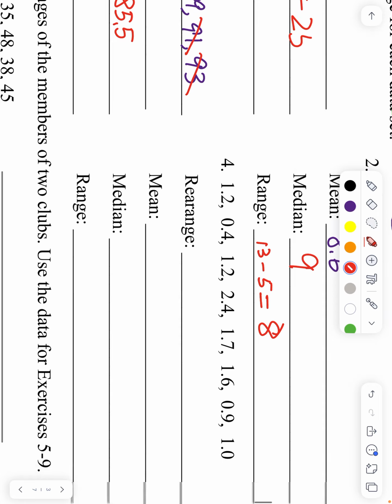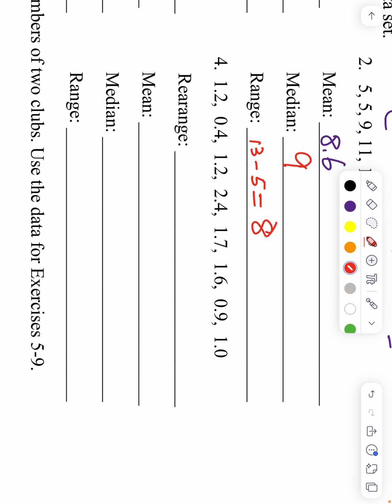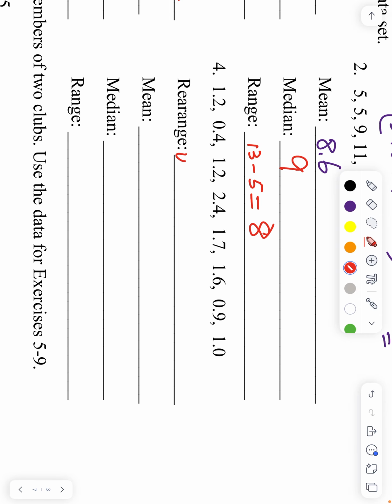All right, number 4. We have to rearrange. Oh, decimals. This is not nice at all. Okay, but we can do it. 0.4, I believe this is the smallest. And the next one should be 0.9. And what else? 1.0. And then 1.2. We have two 1.2s, we need to write out both. Next one, 1.6. And then 1.7. And the last one, 2.4.